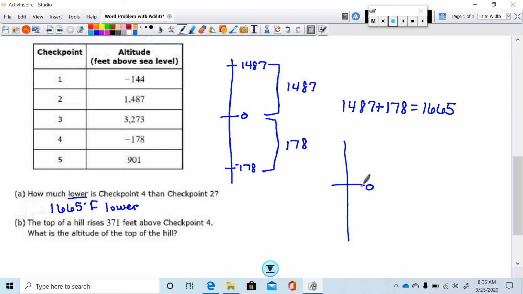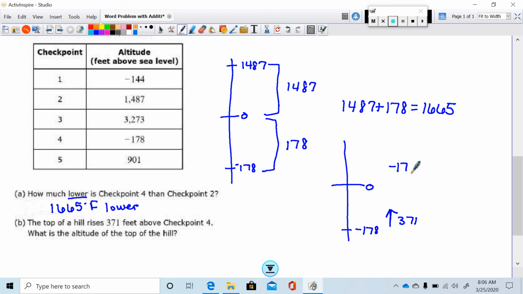The top of a hill rises 371 feet above checkpoint 4. Checkpoint 4 is negative 178. It's going up or rising 371 feet. What's the altitude of the top of the hill? Again, if it's rising, you're adding these two numbers.